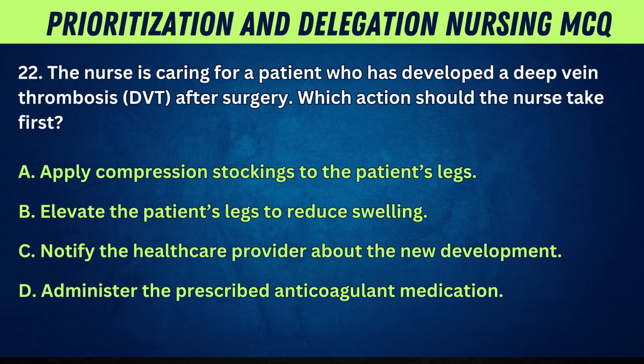22. The nurse is caring for a patient who has developed a deep vein thrombosis, DVT, after surgery. Which action should the nurse take first?